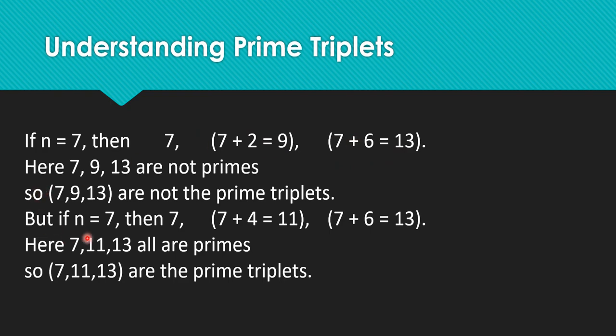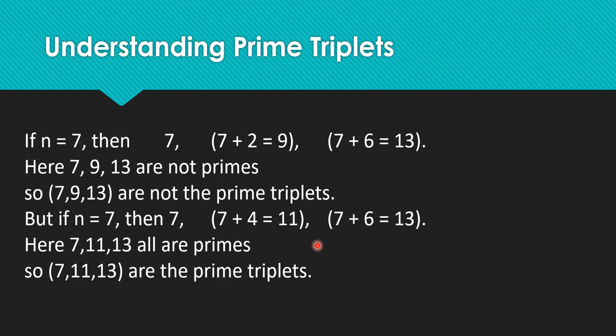But if you take 7 plus 4, which is 11, it is also a prime number, and 7 plus 6, 13 is a prime number. So 7, 11 and 13 all are prime. So it comes under prime triplet. So this is how you are going to solve. You will have two conditions.